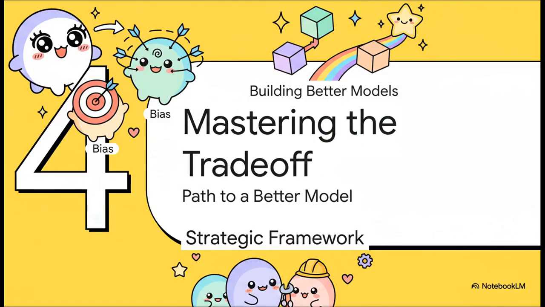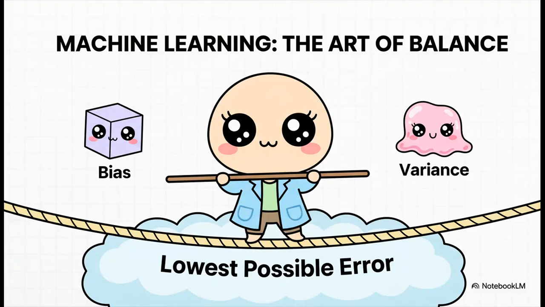So we understand the conflict. Now, how do we master it? Because this decomposition isn't just some abstract mathematical idea. It's a powerful strategic framework for building better models in the real world. If you only take away one thing today, let it be this. The goal is not perfection, it is balance. We are never going to build a perfect model with zero bias and zero variance. It just doesn't exist. We are simply trying to find the optimal balance between them that gives us the lowest possible error on new data.